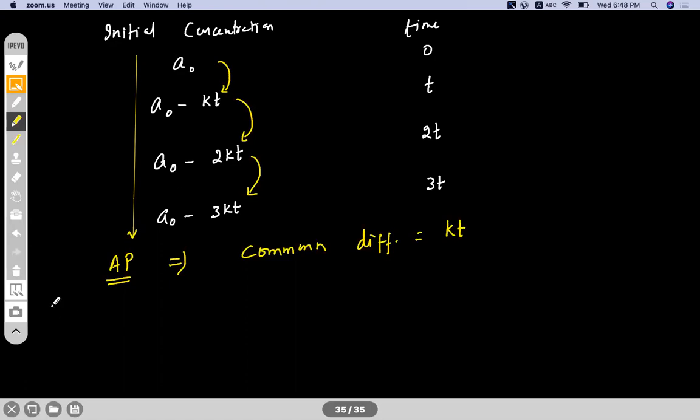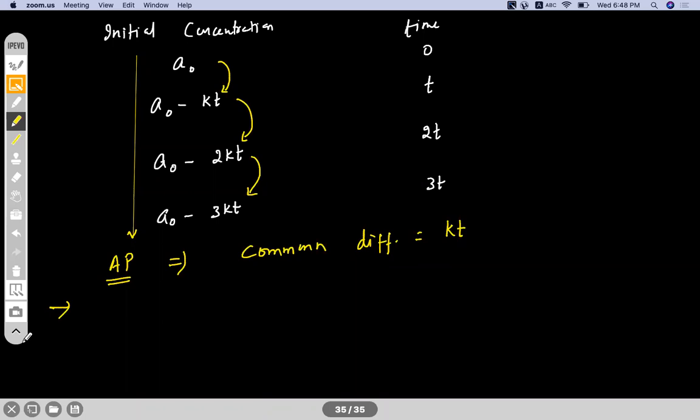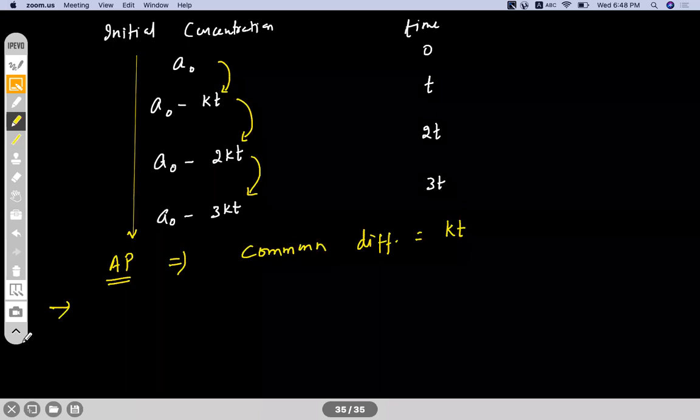Next point to write down. This means in equal time interval, the amount of reactant reacts is equal.